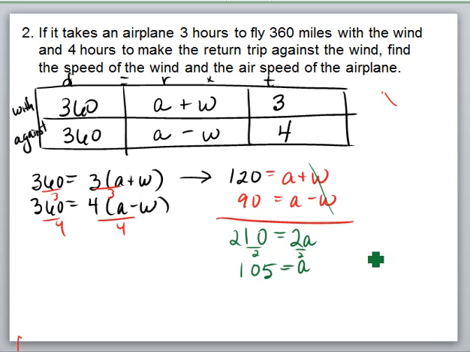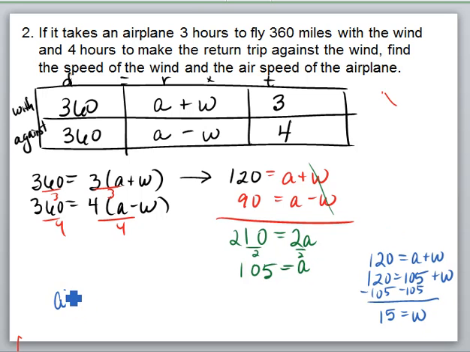The wind speed is going to be much easier to find by plugging back into one of these more simple equations. So I have 120 equals a plus w. I'll plug in the 105 for my a, and I'll solve for w by subtracting 105 on both sides. That ends up giving me 15 for my wind speed. So my answer would be that the airplane is traveling at 105 miles per hour, and the wind is at 15 miles per hour.